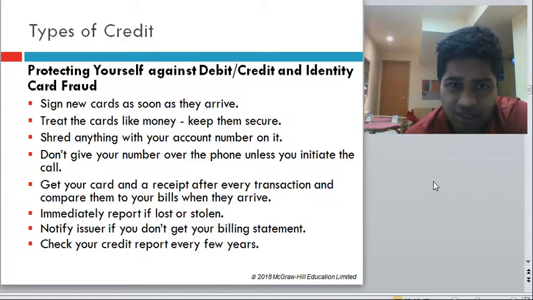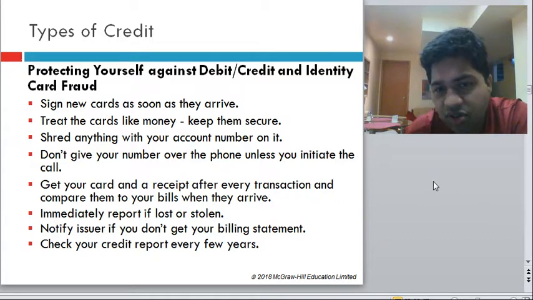Sign new cards as soon as they arrive. Treat cards like money, keep them secured. Shred anything with your account number on it. Don't give your number over the phone unless you initiate the call. Get your card and a receipt after every transaction and compare them to your bill. Immediately report if it is stolen. Notify the issuer if you have an error on your billing statement. Check your credit report every few years.